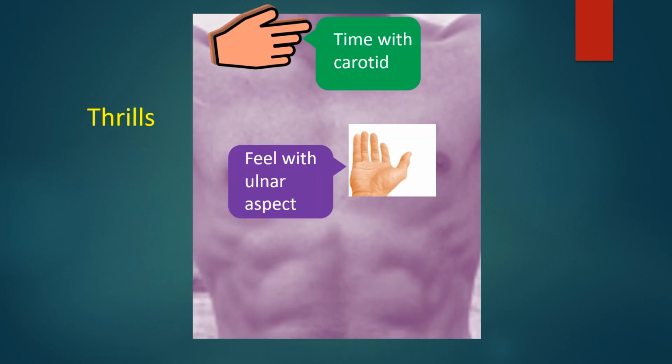Thrills are the palpable counterparts of cardiac murmurs and generally associated with very loud murmurs, grade 4 and above. Thrills are better appreciated with the ulnar aspect of the palm of the hand. Location and timing of the thrill depends on the cause. Thrills can be systolic, diastolic or continuous. They can be timed with respect to the carotid pulse, just like murmurs.